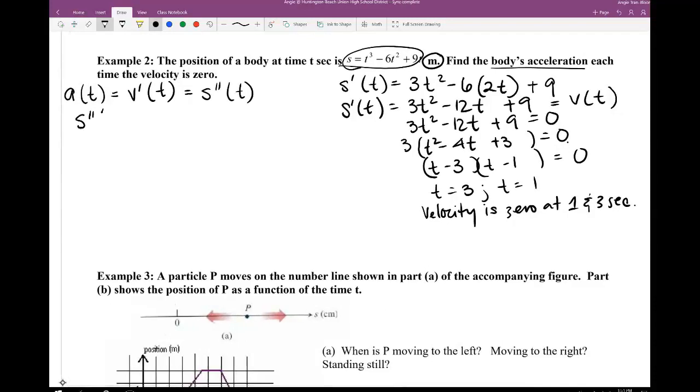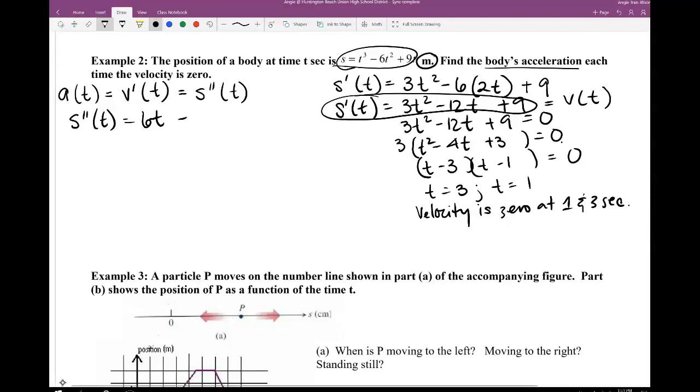So here we go. The second derivative of position, I'm going to use this equation right here. So that's 3t squared. The derivative of 3t squared is going to be 6t. And then the derivative of negative 12t is just simply negative 12. So now this is acceleration with respect to time. Well, it says find the body's acceleration each time the velocity is 0. Well, the velocity is 0 at 2 times, so I have to find both.